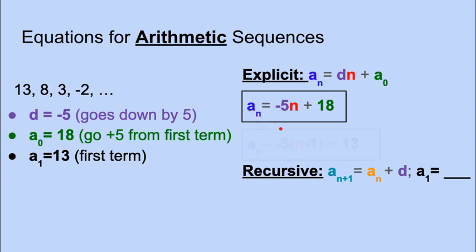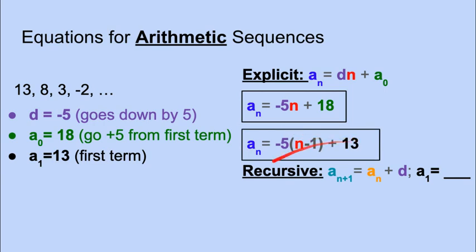To write it in first term form, we just shift it over. So we're going to start at 13, and then instead of multiplying by n, we'll multiply by n minus 1. Notice that if you actually expand this out, you will get the exact same thing as the 0 term form. If you multiply this out, you would get negative 5 times n, which we have here. You'd get positive 5, positive 13, which makes 18. So equivalent things, but some people prefer first term form because they don't have to calculate the 0 term.